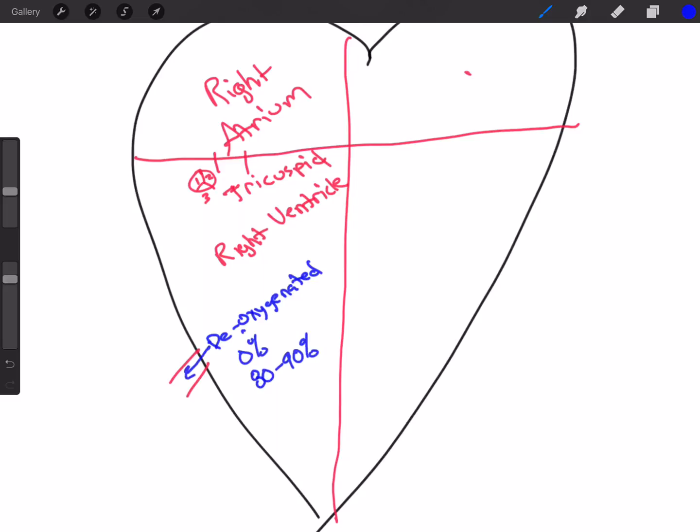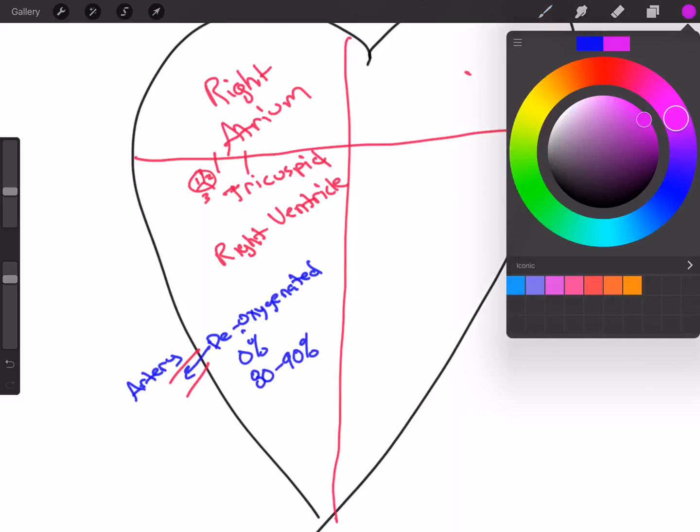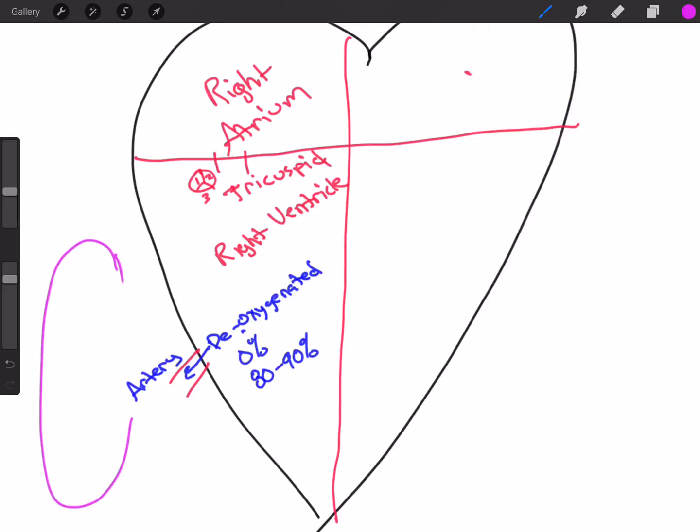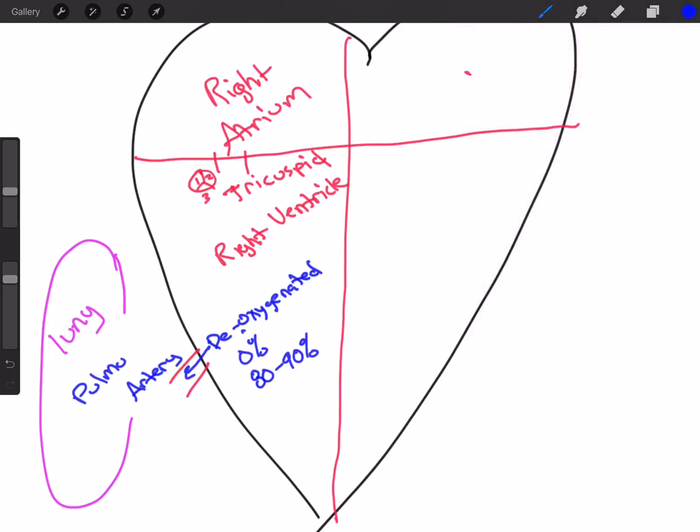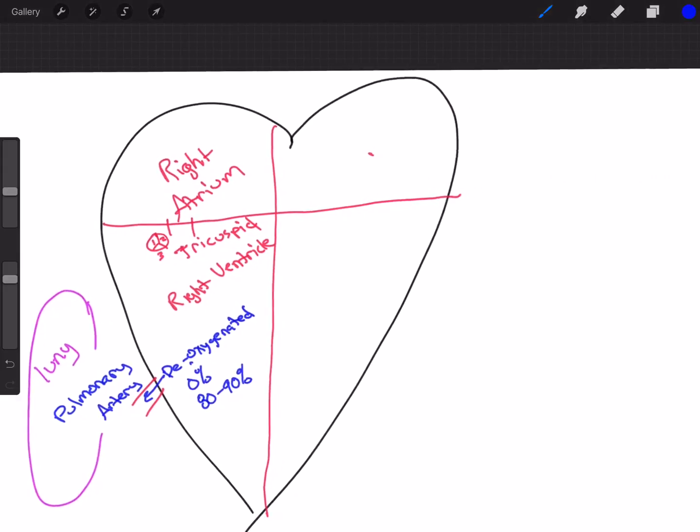So blood goes through this blood vessel. Now it's carrying blood away from the heart, so that means it's an artery, and it's going to the lungs. Anything having to do with the lungs is going to have the word pulmonary in front of it. So this is the pulmonary artery. Pulmonary means going to the lungs. Artery means it's carrying blood away from the heart.